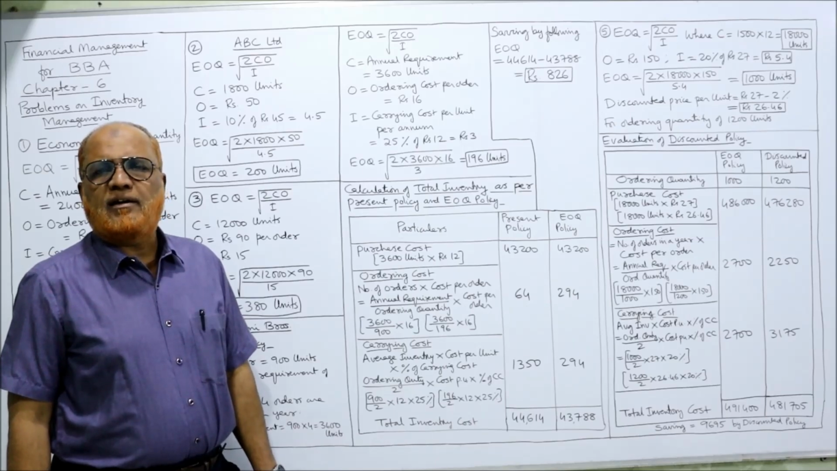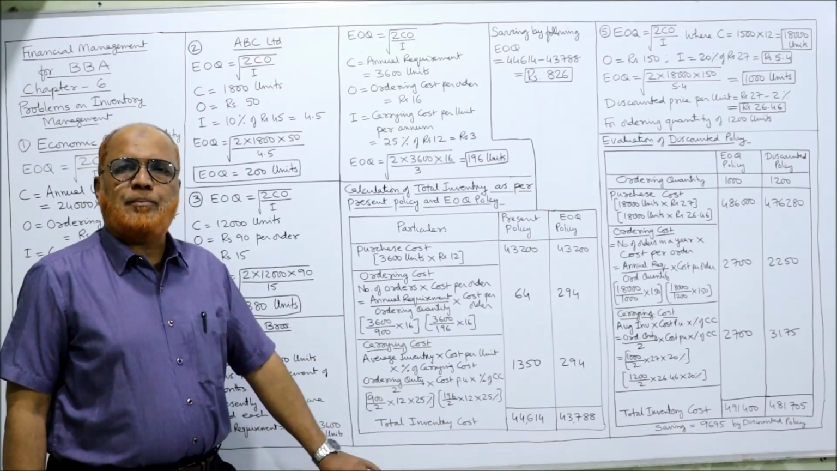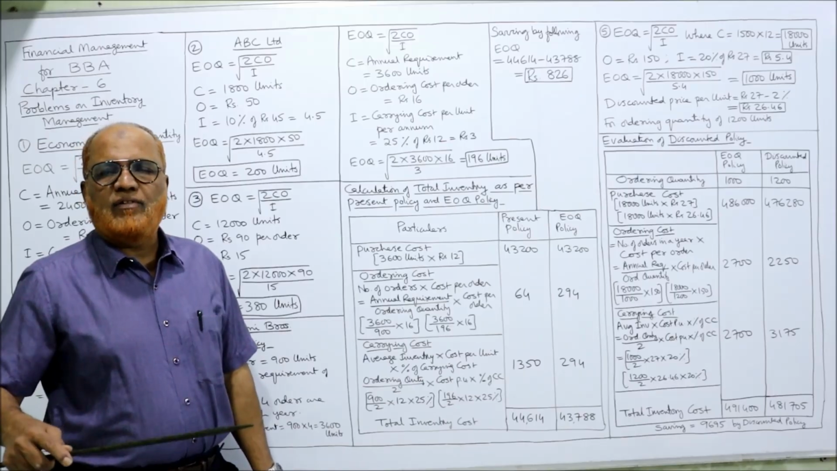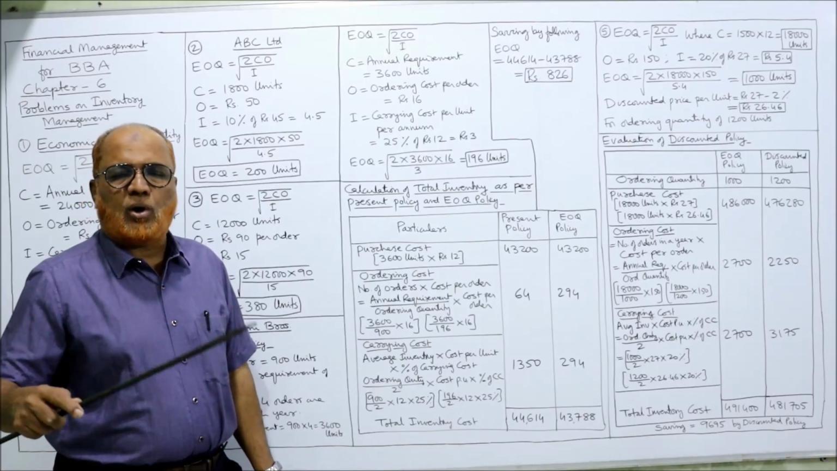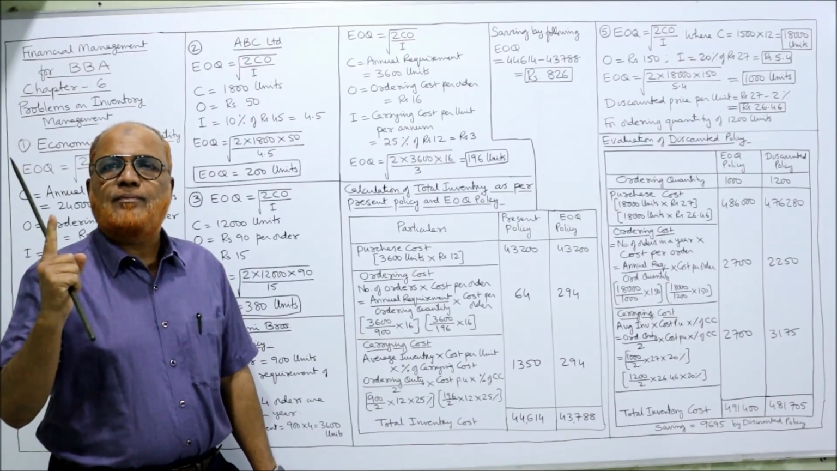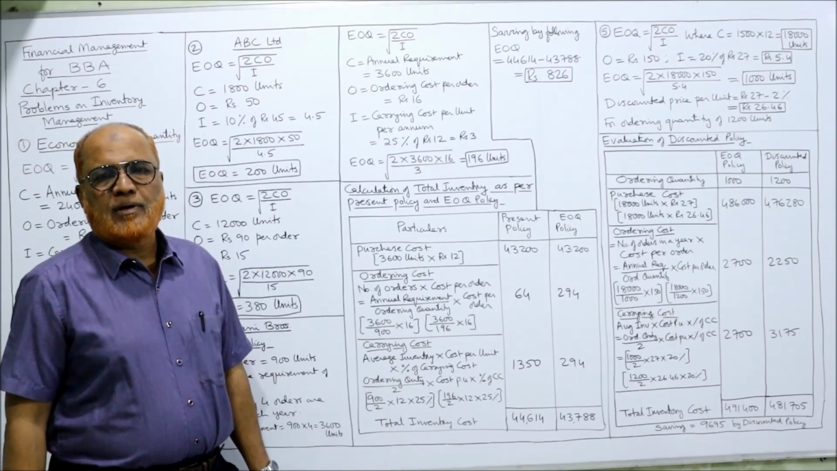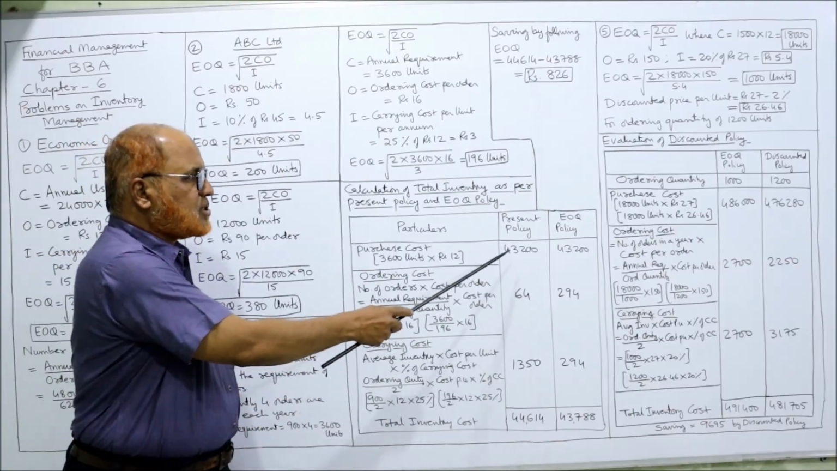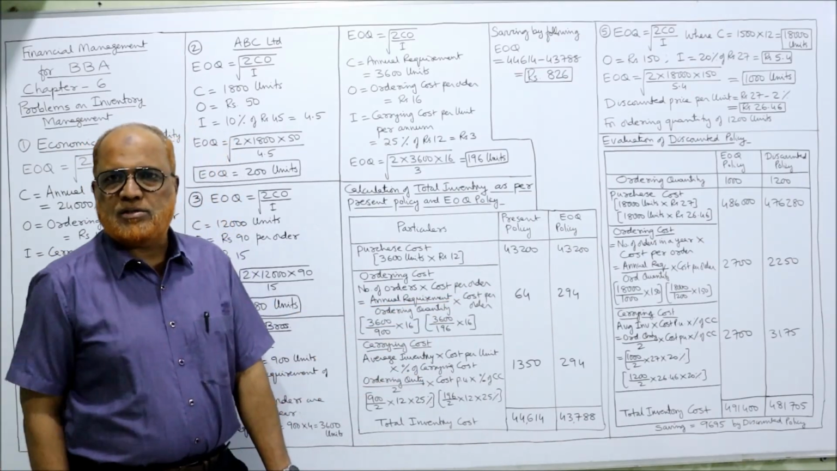We are not getting any discount. The same price is applicable whether we place the order for 900 units or we place the order for 196 units. Per unit, it will remain same. So, 1 साल का purchase cost 43,200 in both the policies.